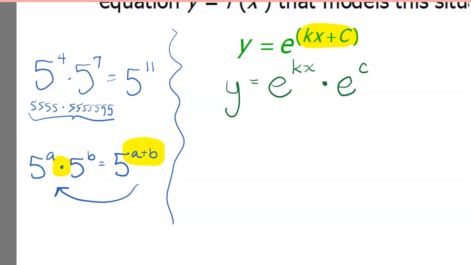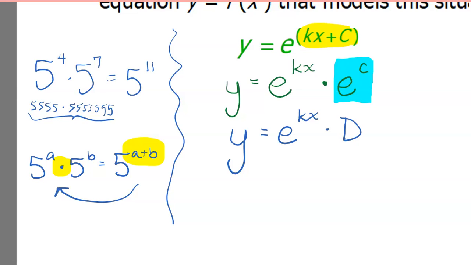And so then what I can do, c is a constant, right? And so e to the c is just some other constant. So I have e to the kx times some other constant. And writing that in a simpler way, I'll just put that constant in front.